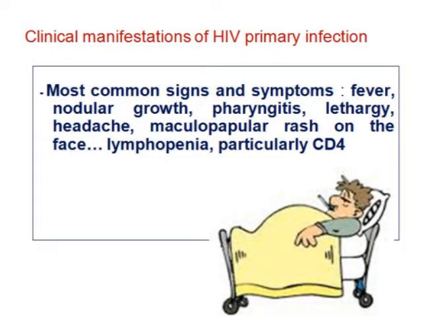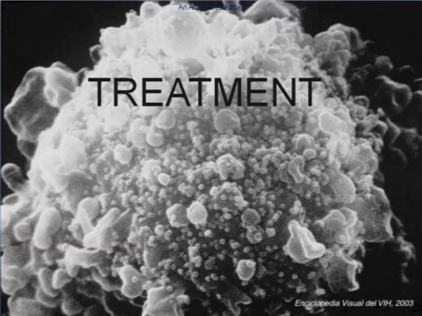And now I'm going to talk about the diagnosis and treatment of AIDS. In an HIV primary infection, the most common symptoms are fever, nodular growth, pharyngitis, lethargy, headache, maculopapular rash on the face, and lymphopenia, particularly of CD4 cells.